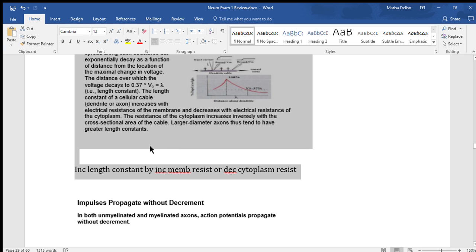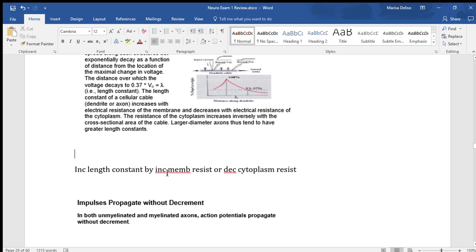Okay, so let me re-say this. So my length constant, let's just go over it like this. If I increase the electrical resistance of my membrane, it's going to increase my length constant, right? We're all on board with that one.